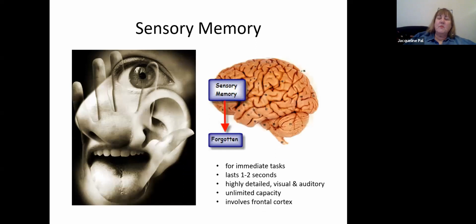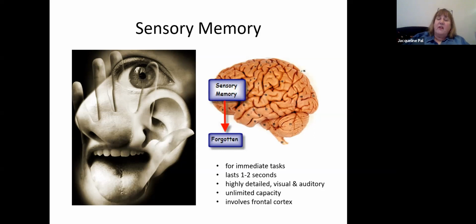So the first type of memory we're going to talk about is sensory memory. And this is what we do for immediate tasks that last a second or two. You'll look at a recipe, it'll say half a cup of chopped onions, you get your onion and you'll start chopping it. So it can be highly detailed, it can be visual, it can be auditory, it can be any kind of thing. And basically you use it and you forget it. Okay, so everything here is involving the frontal cortex, and you will not have any recollection of any of these things because literally it's for tasks that are only lasting a couple of seconds. So there is an unlimited amount of this that your brain can do throughout your entire life.